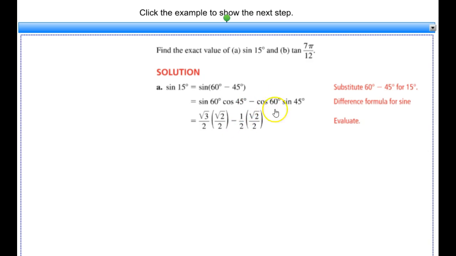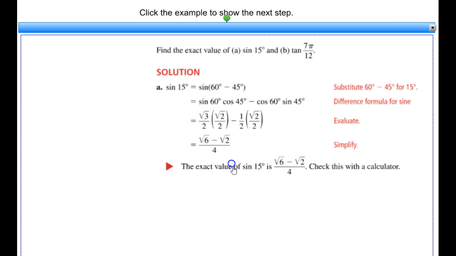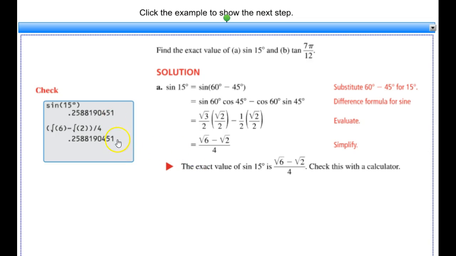Cosine of 60 was 1/2, and sine of 45 was square root of 2 over 2. And then I can just simplify by multiplying, and I can leave it here. So this is my exact value of the sine of 15 degrees. I could check it with a calculator as well, just to make sure that we're right on, but we always want to leave our exact answer here.